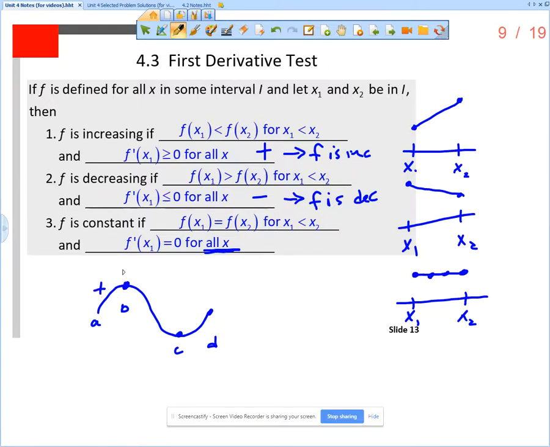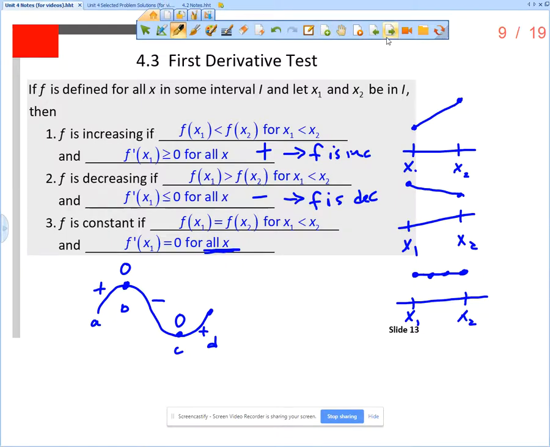All right, but now at B, f prime would be equal to 0, but that does not mean that f is constant, because there is only one point where f prime is 0, but not for all x in some interval. All right, B to C, f is decreasing, which means f prime is negative. C, once again, f prime is 0, but it is only at a singular point, not multiple points in a row. All right, and then, of course, C to D, f is increasing, therefore f prime is positive. So that's what we want to understand about the first derivative test.